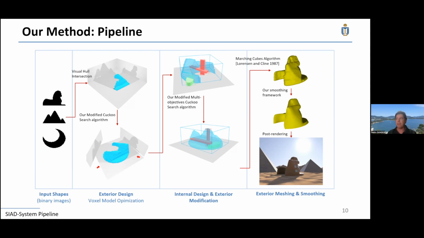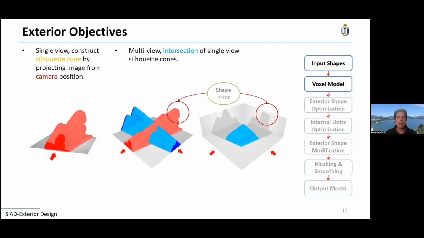Then given the final 3D voxel model that we have, we use marching cubes, and then we get a mesh, right? So we get a surface mesh from that. And then we apply a smoothing algorithm that is specialized to this kind of architectural shapes. All right. So now let me describe in a bit more detail each of those.